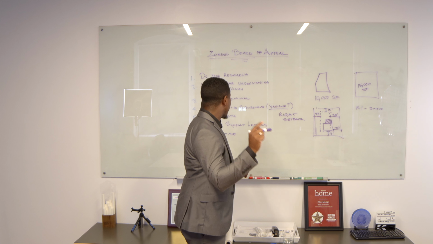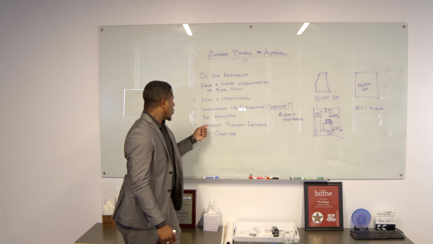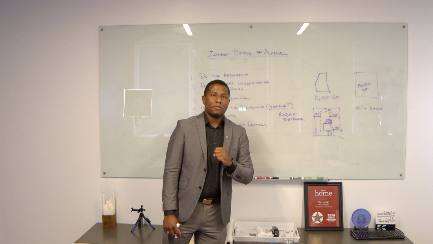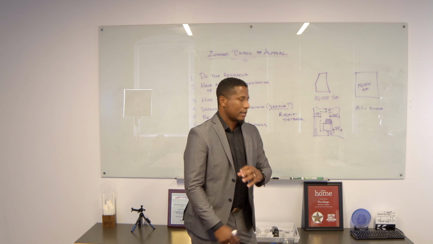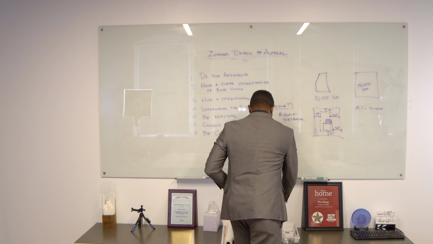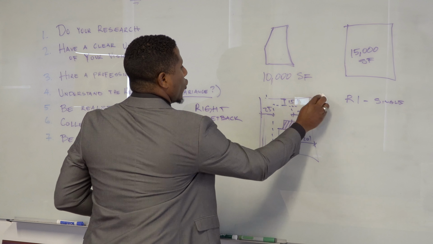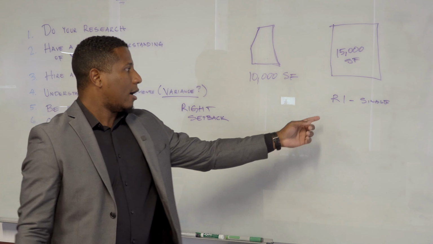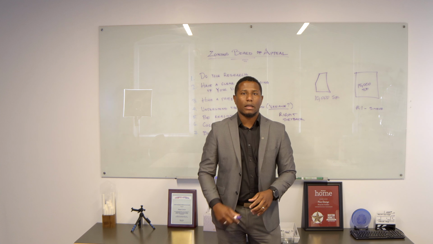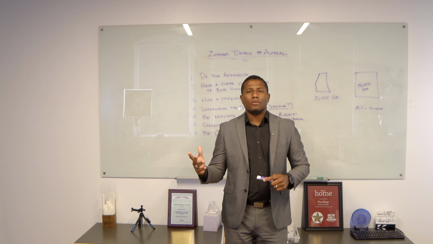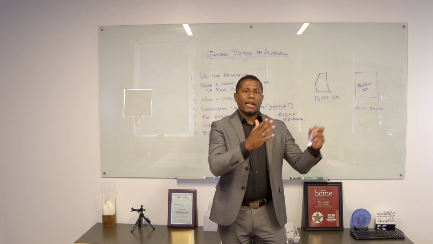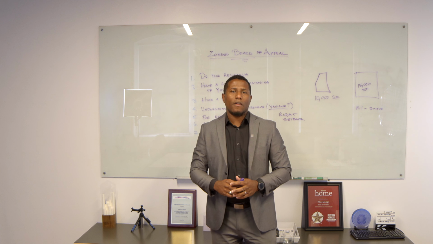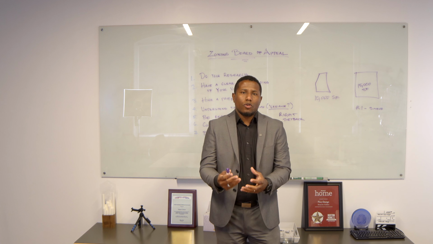So very, very important. Number five, this one is key. Be realistic. Be realistic. If you have a single family, or if you have a lot that is 10,000 square feet, and you are in an R1 district or a single family district, but sometimes you realize, oh my God, my neighbors are two family, or there are a couple houses that are three family. You want to make sure you're realistic.